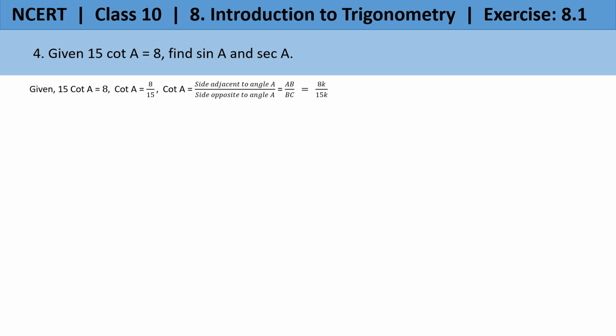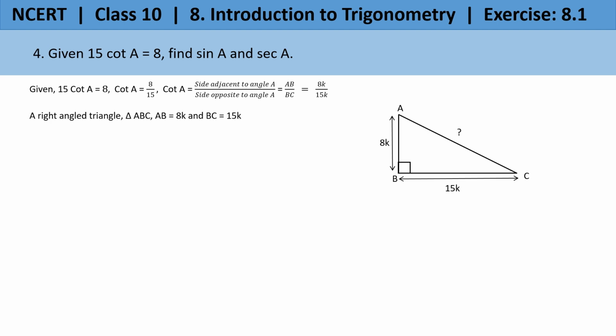First, let us draw a diagram. I have drawn a line AB, which is equal to 8k. I have drawn another line BC, which is equal to 15k. We need to find AC. Now, the diagram is complete. We have a right-angled triangle, ABC, which is right-angled at B. AB is equal to 8k. BC is equal to 15k. We need to find AC, sin A, and secant A.